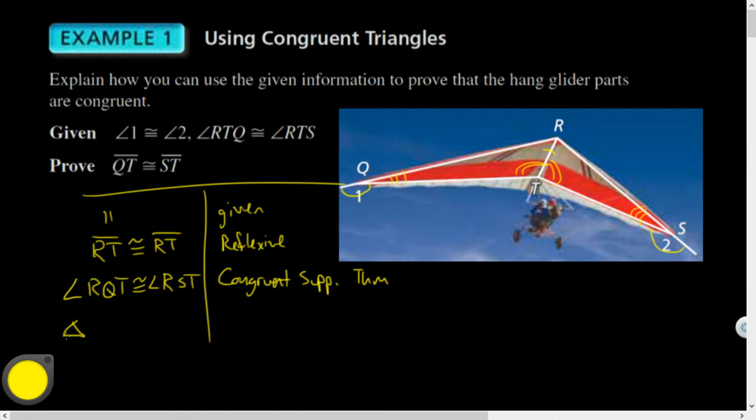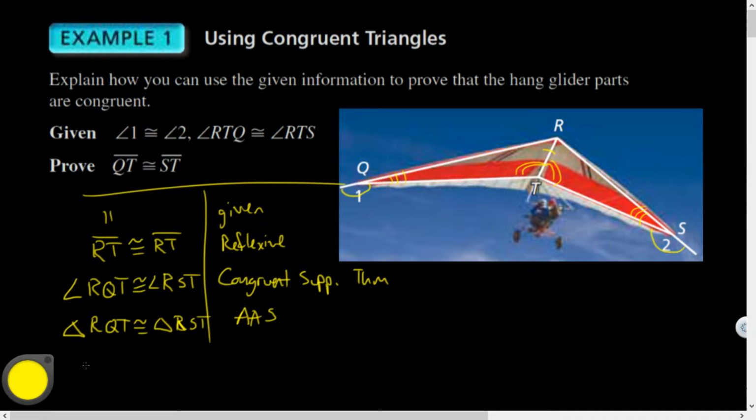So I believe I can now say that triangle RQT is congruent to triangle RST. I labeled that in an appropriate way that it'll work for my triangle congruence. And the reason those triangles are congruent is angle, angle, side. It's a non-included side.